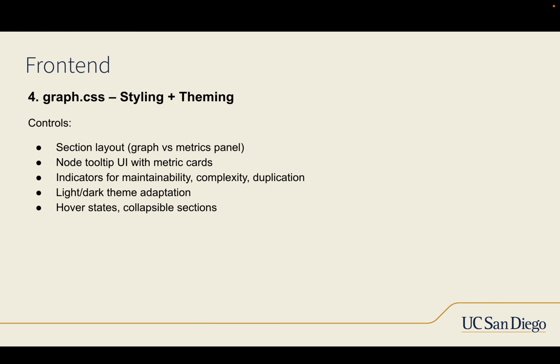Now, styling and theming are all handled in graph.css. It defines basically the layout, themes, and a very detailed metrics tooltip. So, together, these components form the interactive visualization layer that the user sees. And the backend is basically responsible for all the heavy lifting, and the front end entirely focuses on the rendering and the interaction part.